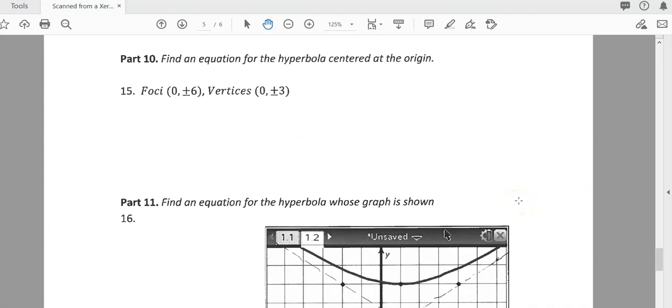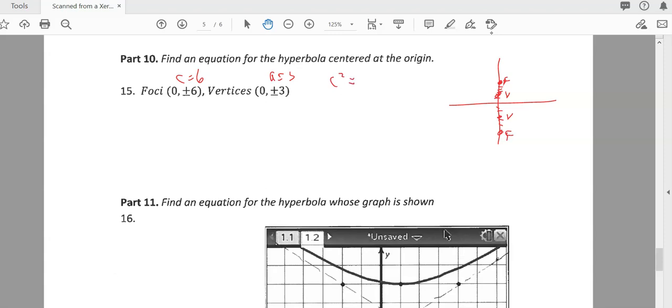Center at the origin. Okay, so again, sometimes it's a good idea just to kind of sketch it out. So 0, 6, that's a focus point. Same thing, somewhere down there. Vertices is 0, 3, so 0, 3 is a vertex. 0, negative 3 is a vertex. So my a value is equal to 3. My c value is equal to 6.